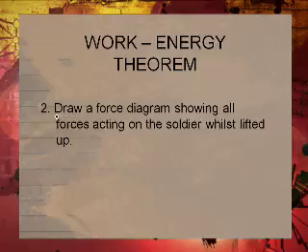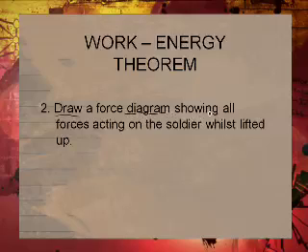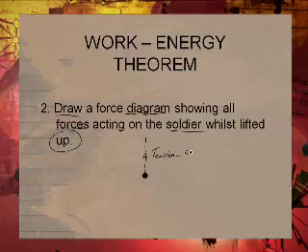2. We are asked here to draw a force diagram showing all forces acting on the soldier whilst lifted up. Okay, now you can use a dot to represent your soldier. Then on that dot we know of the force that is pulling the soldier upwards, and that is the tension in that rope. And this tension is also given to us, we are told, is 960 newtons.